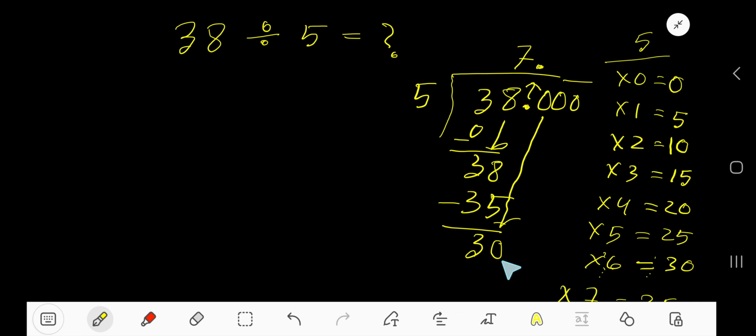5 goes into 30 how many times? 5 goes into 30 6 times. Write 6. 6 times 5 is 30. If you subtract, you are getting 0. As our remainder is 0, we are done. So our answer is 7.6.